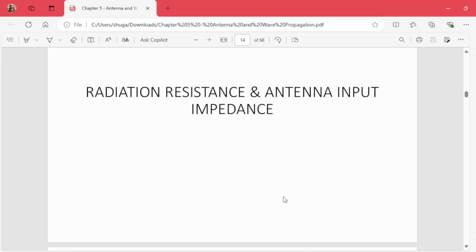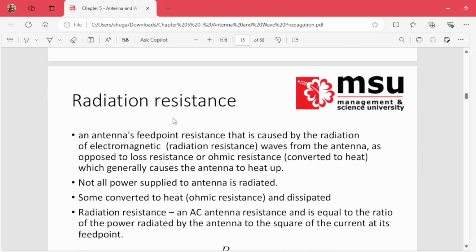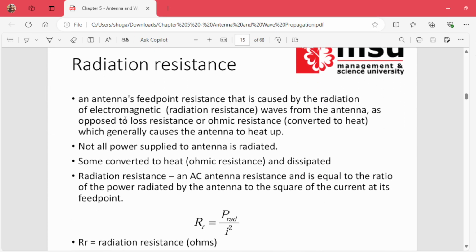Okay, now let's get into radiation resistance and antenna input impedance. Radiation resistance is a feed point resistance caused by the radiation of electromagnetic waves from the antenna itself, as opposed to the loss resistance or ohmic resistance.